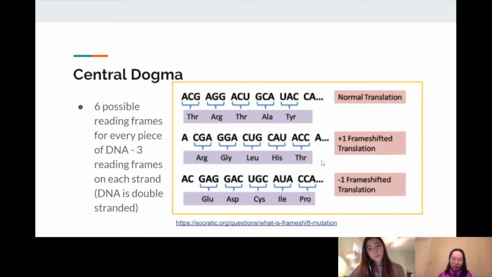So if reading a single strand of DNA can give you 3 different reading frames, then the other strand of DNA, because DNA is double-stranded, gives you 3 more reading frames. So for every piece of DNA, there are 6 possible reading frames. And these reading frames are key to what the scientists will do.